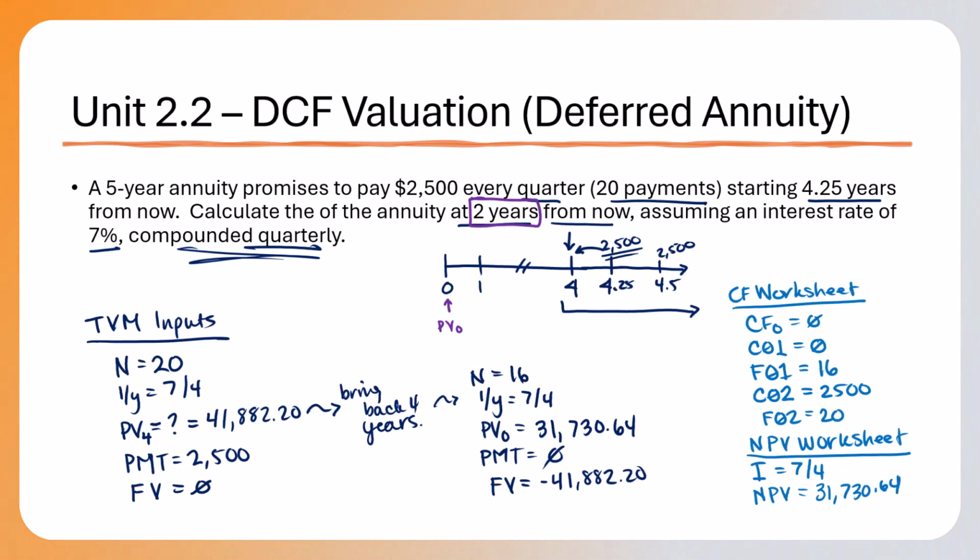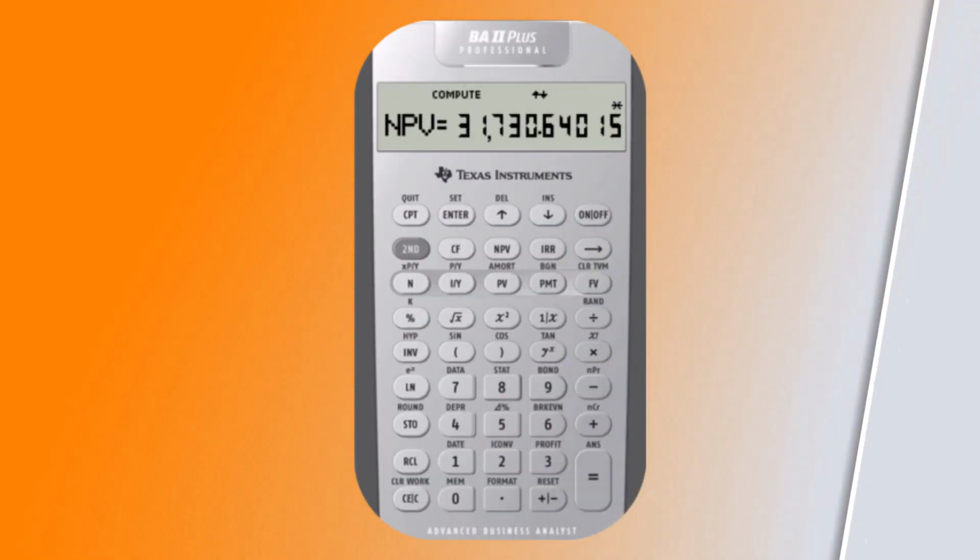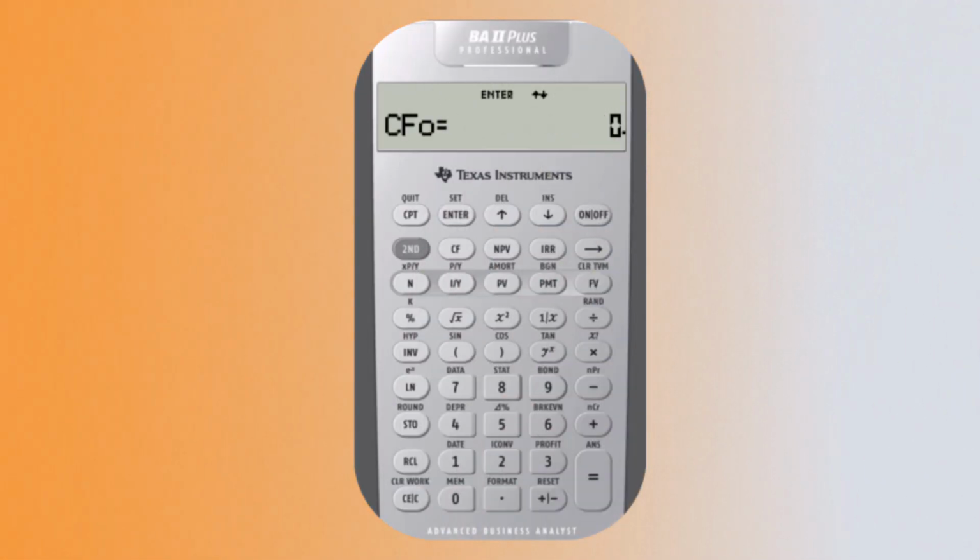We could change the number of zeros here in our cash flow worksheet to 8 and then recompute the NPV. Let's go ahead and do that. So I'll go back to my cash flow worksheet and I will simply change the deferral period on the C0 cash flow to 8. So rather than bringing it back a full 16 quarters, now I'm only bringing it back 8 quarters or 2 years to find the answer to the question.